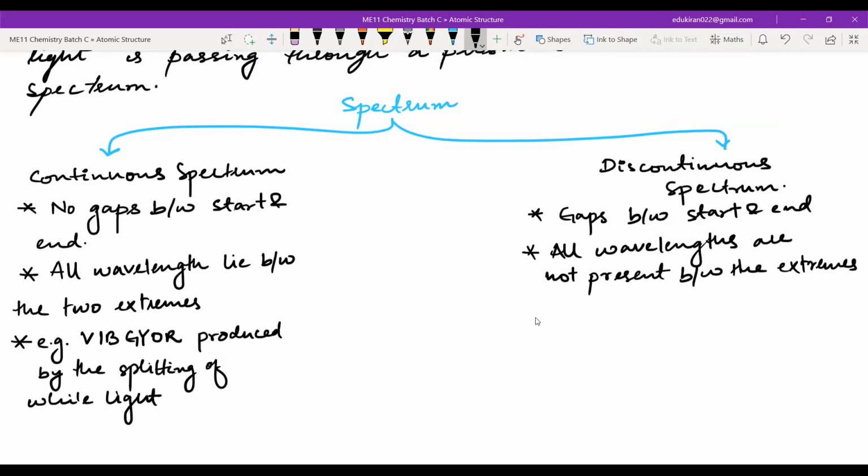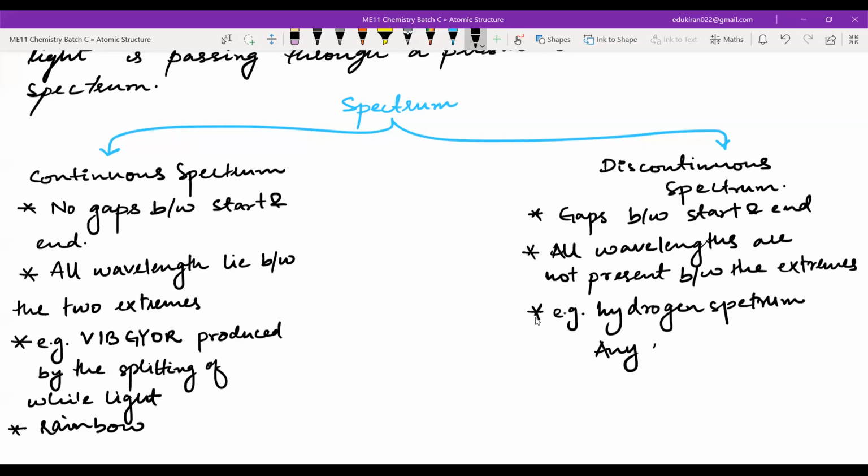Between the extremes. Okay. Now one more example you can write is the rainbow. Rainbow is also a continuous spectrum. For the discontinuous spectrum, here you can write hydrogen spectrum, or any atomic spectra.